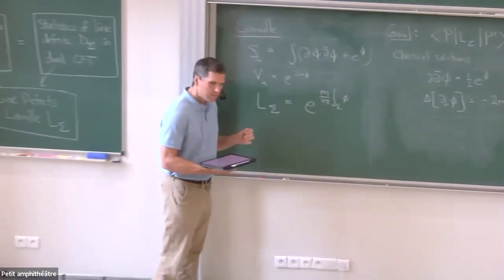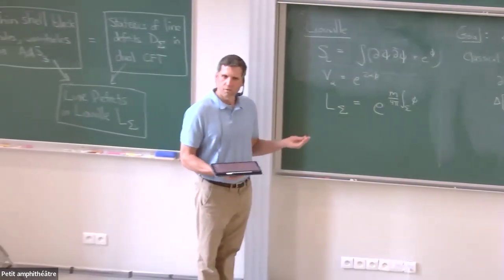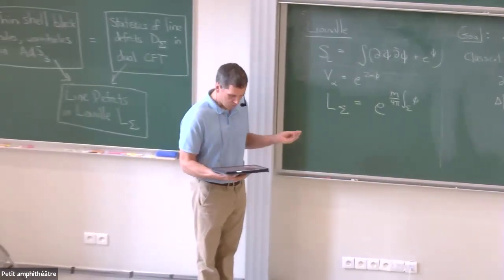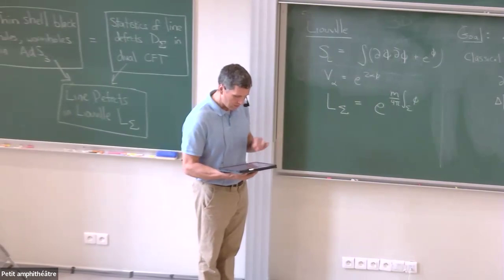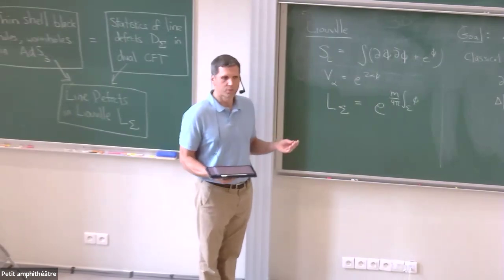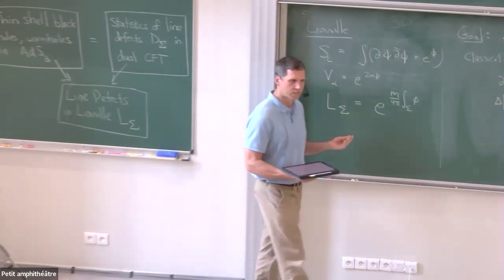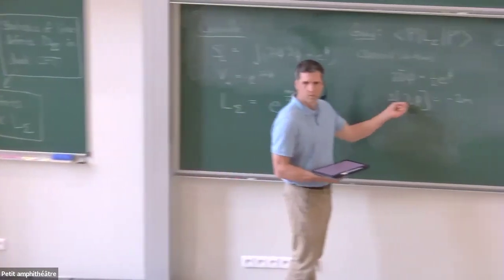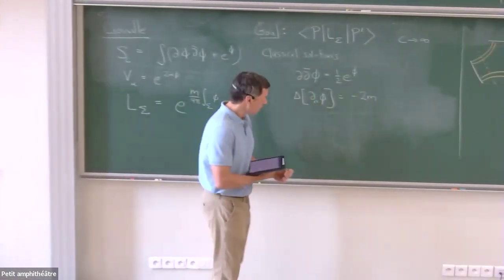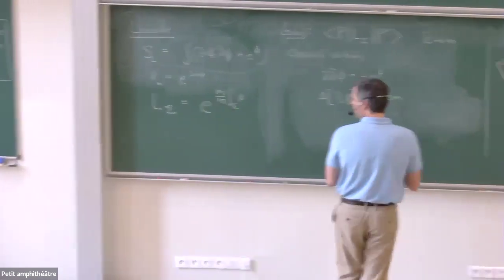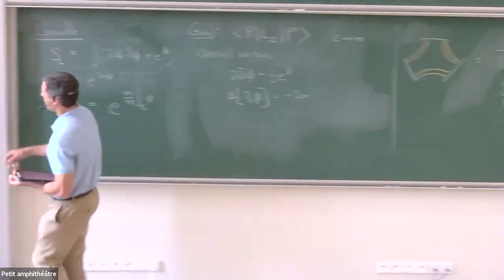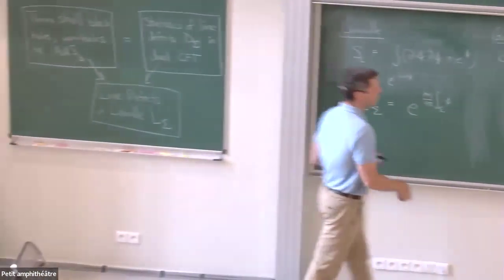So that means that to study these defects, we need to study hyperbolic two-manifolds glued across interfaces with this gluing condition. The simplest one we can look at is a single line defect.